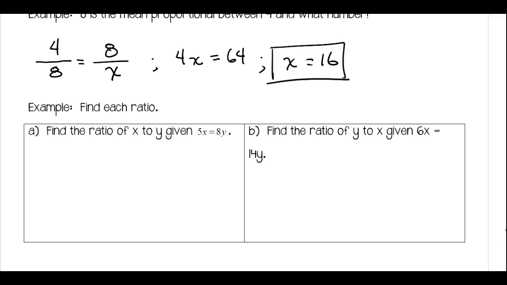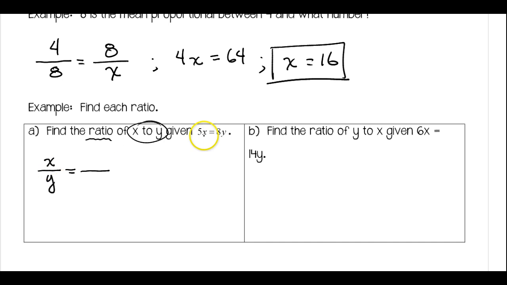All right, so next example, we want to find each ratio. We want to find the ratio of x to y given 5x is equal to 8y. So we're going to use our means extremes ratio theorem because we're going to end up with ratios. So I'm going to take one pair and let them be the means, and one pair and let them be the extremes, but I know I want the ratio of x to y. So I'm going to start with the ratio of x to y.